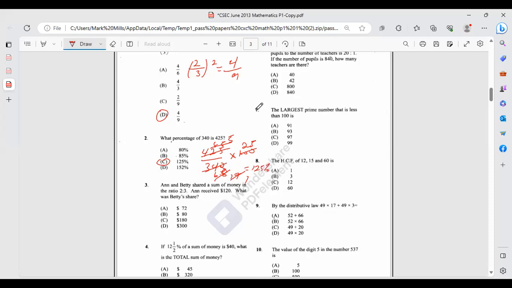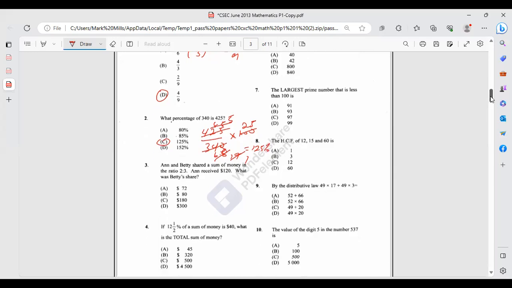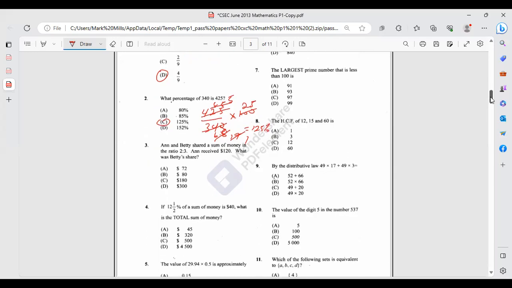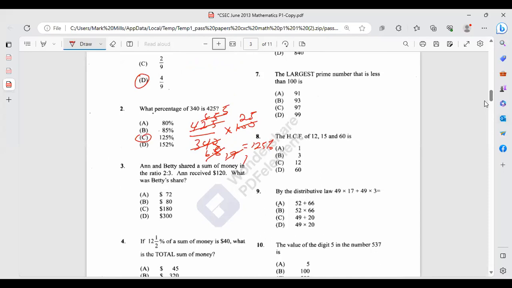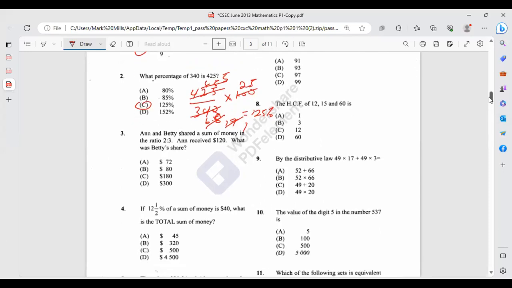Number 3. Should I make it bigger? Everybody can see good, or should I make it bigger? We good? Yes, sir.